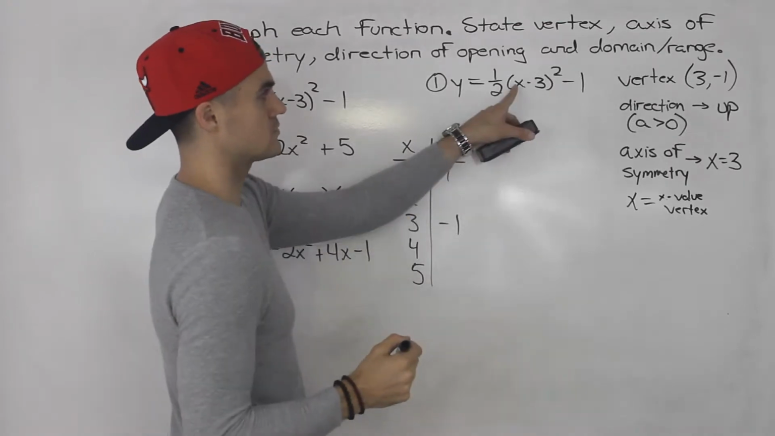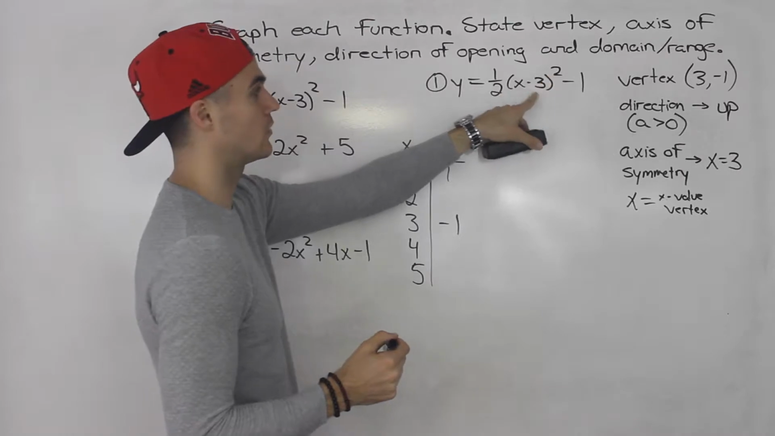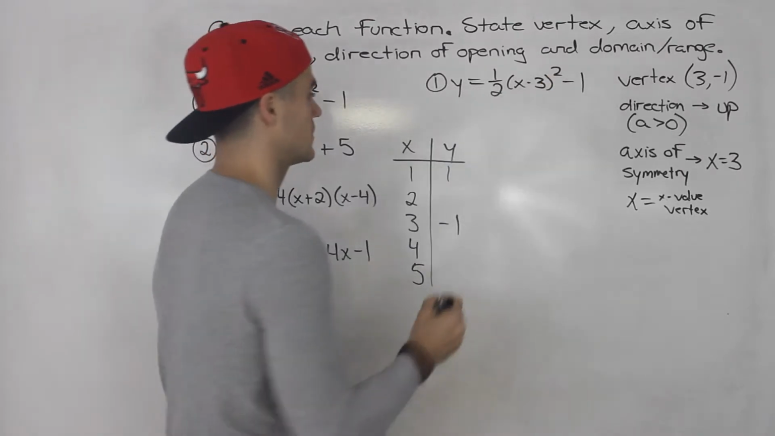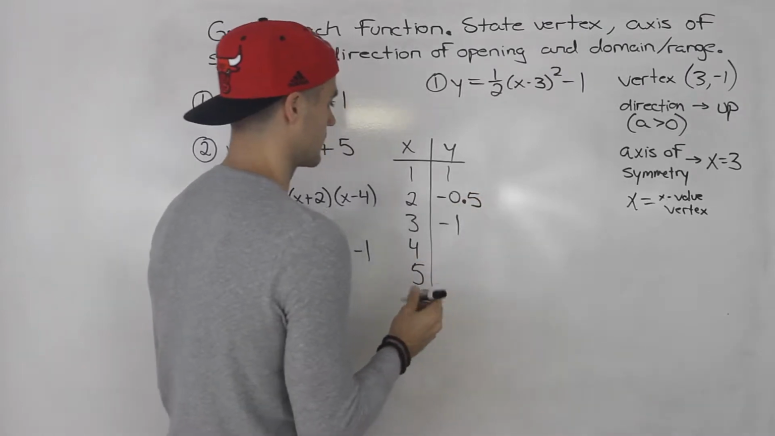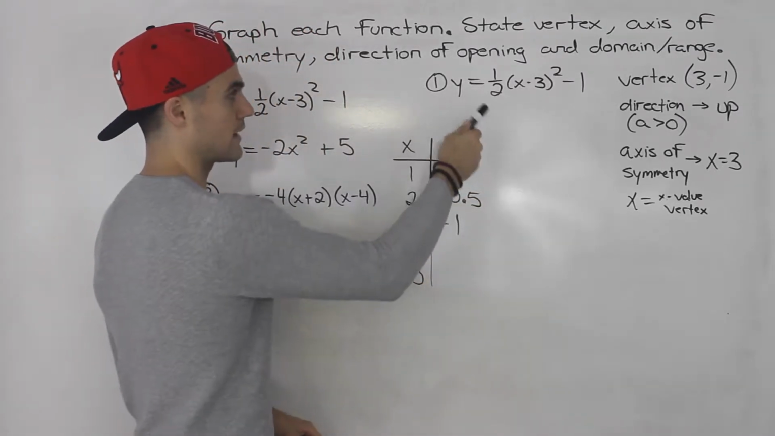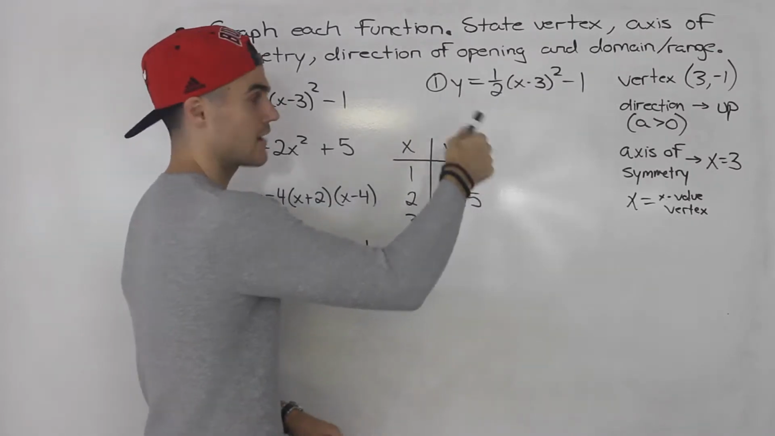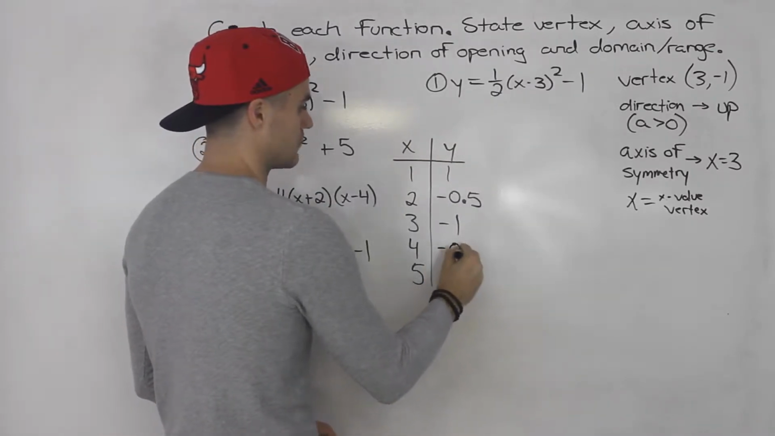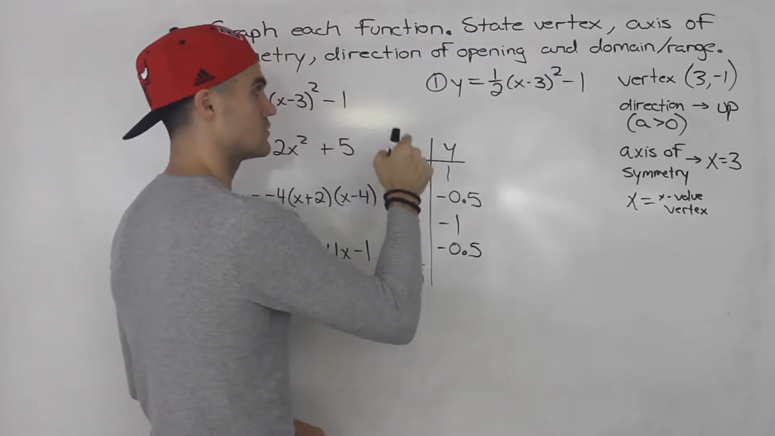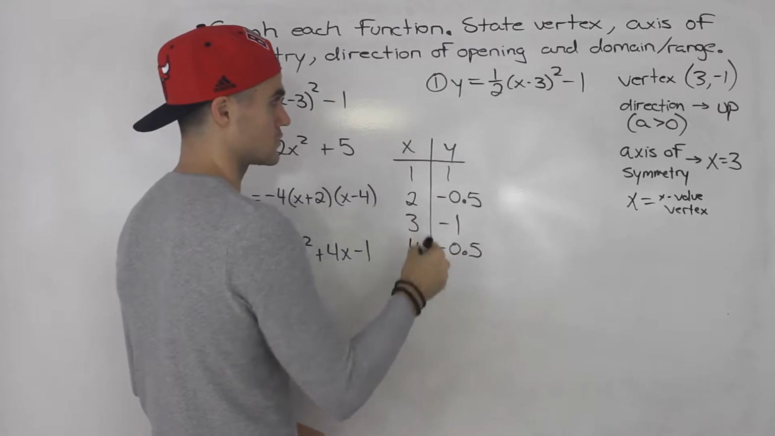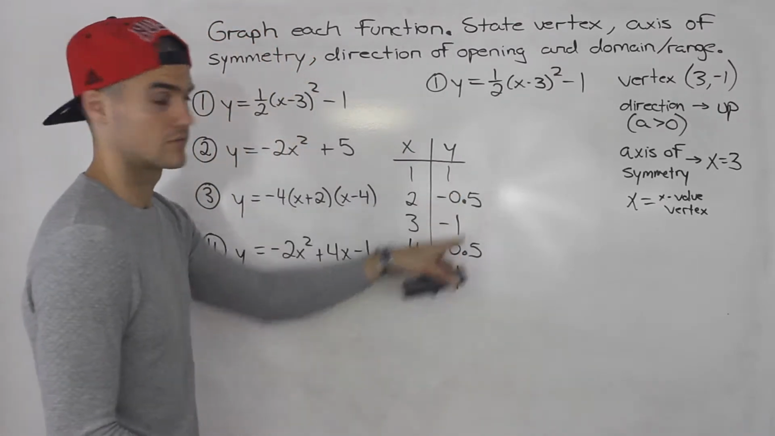If we plug in 2, 2 minus 3 is negative 1. Negative 1 squared is 1. 1 times 1/2 is 1/2. 1/2 minus 1 is negative 0.5. If we plug in 4, 4 minus 3 is 1. 1 squared is 1. 1 times 1/2 is 1/2 minus 1. That gives us negative 0.5. Then if we plug in 5, 5 minus 3 is 2 squared, 4. 4 times 1/2 is 2. 2 minus 1 gives us 1. Notice it's nice and symmetrical here.